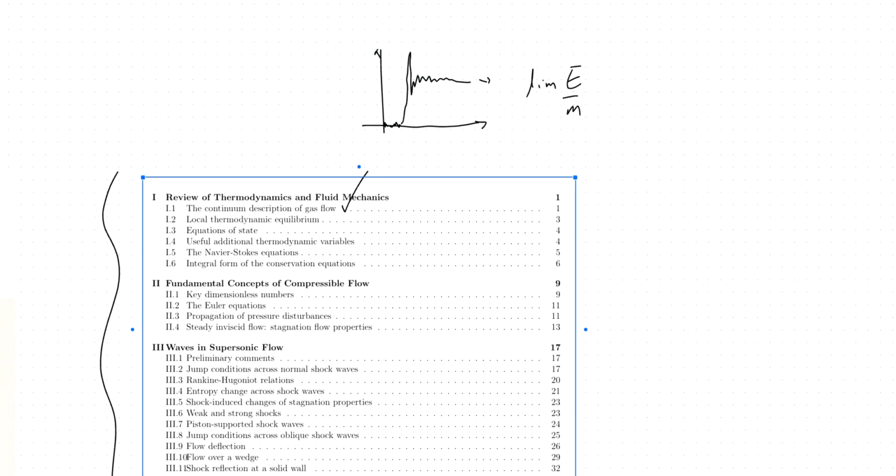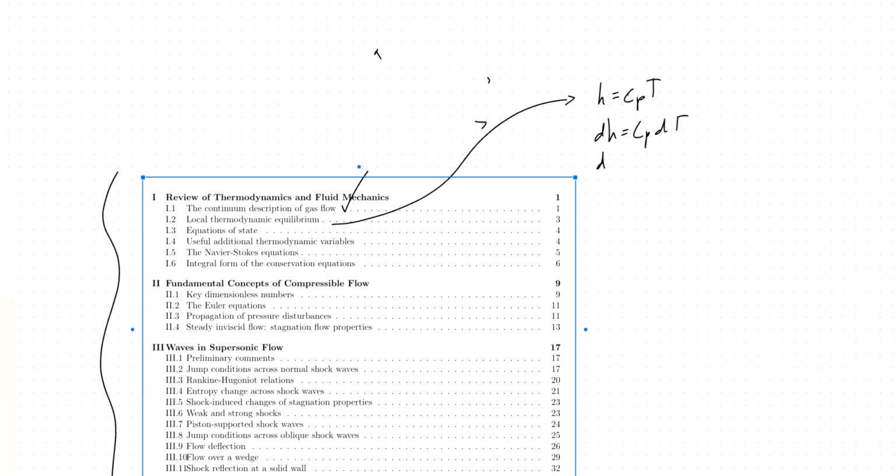Local thermal equilibrium. This one I should remember more of. Now, thermal equilibrium gives you this equation, H equals CpT, which is dH equals Cp dT. It's dE equals Cv dT also. Let me think if there's anything else I should remember. There's probably one thing I can't remember. It'll come back to me.